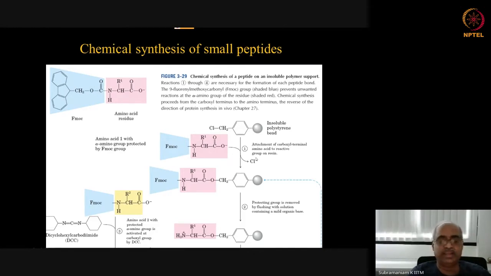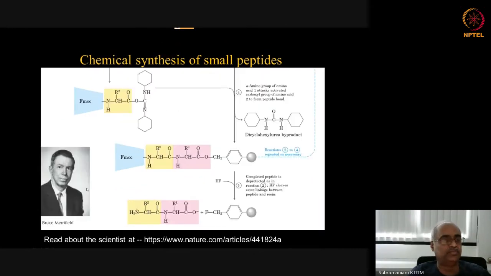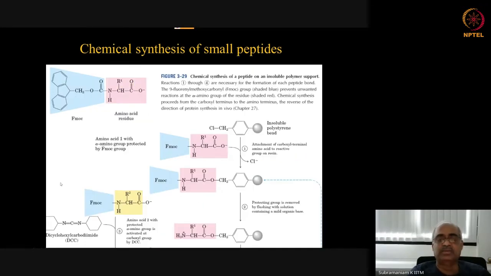This was pioneered by a scientist named Bruce Merrifield. He had a really fantastic achievement. It will be really inspiring for you if you go to this website and read about Bruce Merrifield and his invention and optimization of this solid phase synthesis of peptides. Now let us look at the chemistry of how this is done.